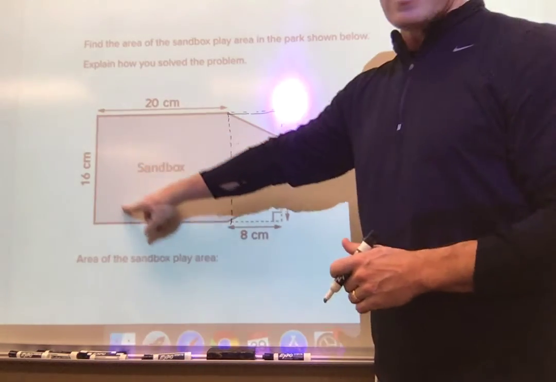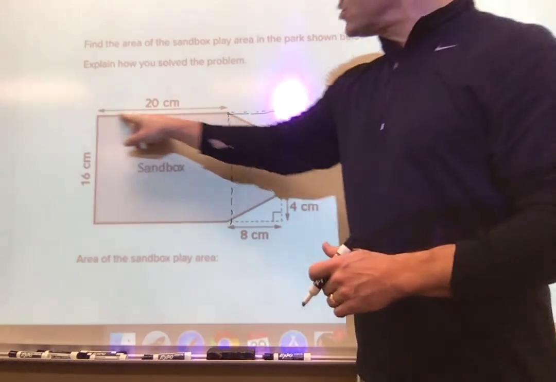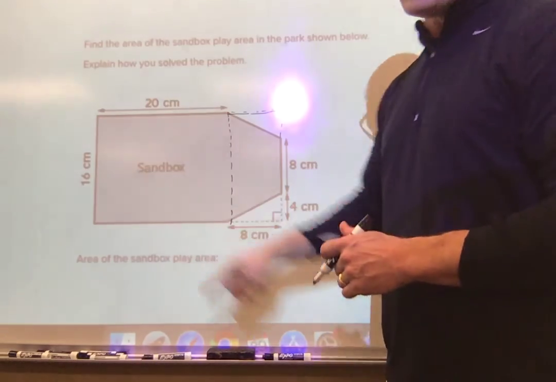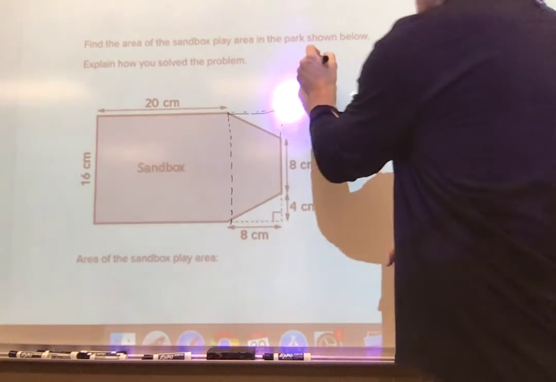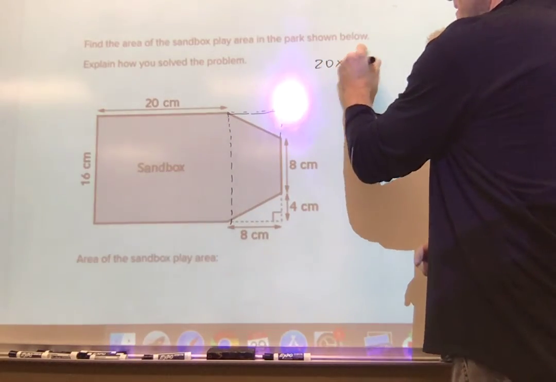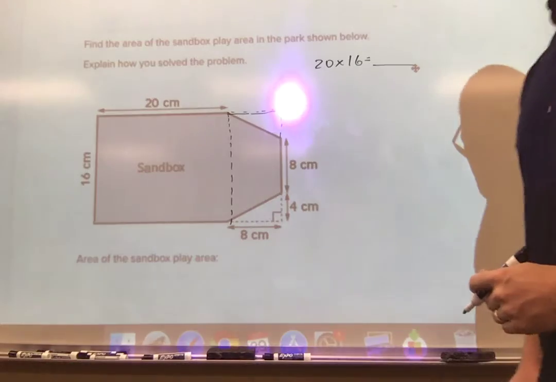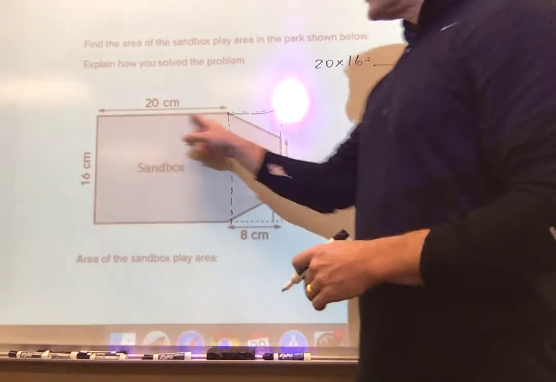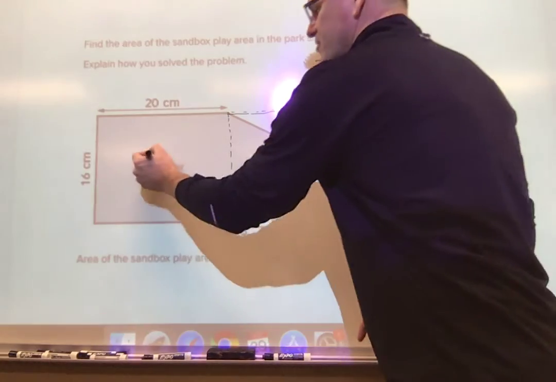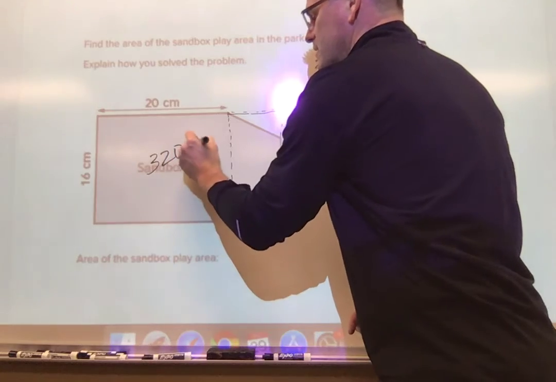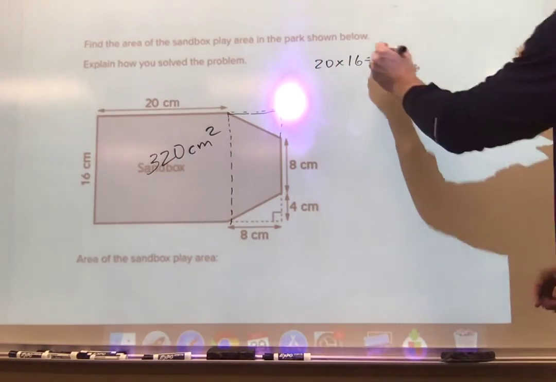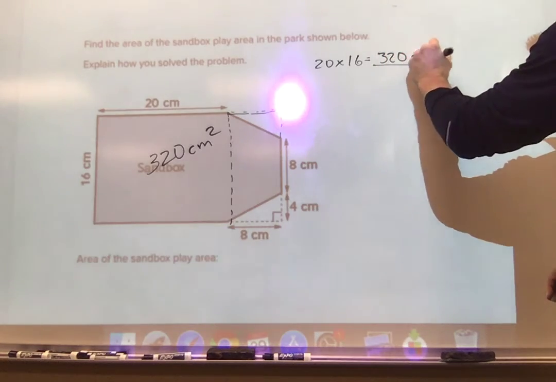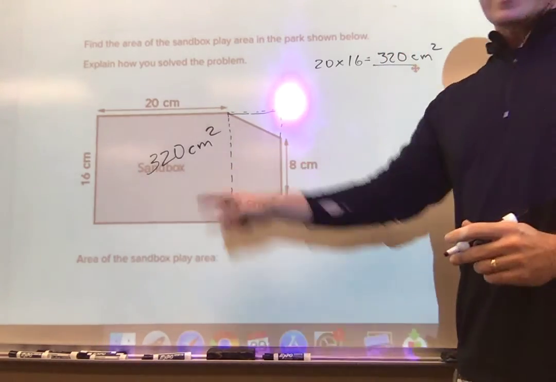Let's do the big rectangle first. The big rectangle is 20 by 16. So we know area equals length times width. So if I take 20 times 16, again, I'm not going to do the work here. You guys can use calculators to do this. That's fine. 20 by 16, you're going to get 320 square centimeters if you multiply 20 by 16. So I know I've got 320 square centimeters in that big rectangle.